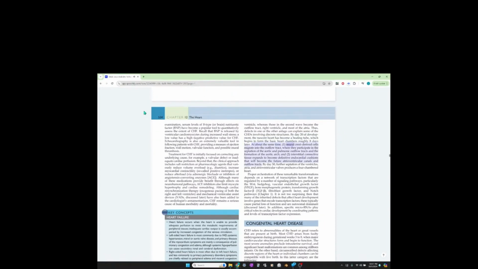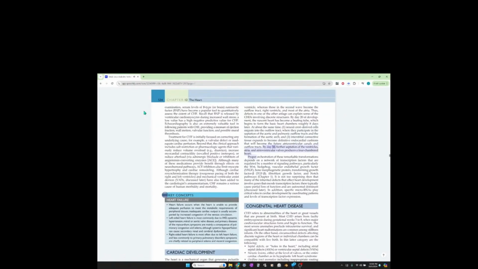By day 20 of development, the nascent heart has become a beating tube, which begins to form the basic heart chambers roughly 8 days later. At about the same time, neural crest derived cells migrate into the outflow tract, where they participate in the septation of the aortic and pulmonic outflow tracts and the formation of the aortic arch. And interstitial connective tissue expands to become definitive endocardial cushions that will become the future atrioventricular canals and outflow tracts. By day 50, further septation of the ventricles, atria, and atrioventricular valves produces a 4-chambered heart.